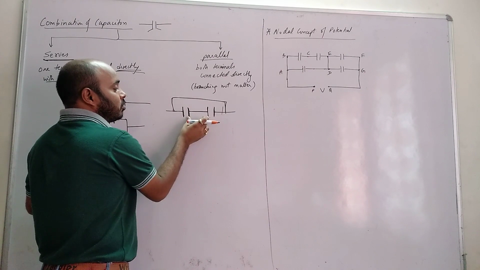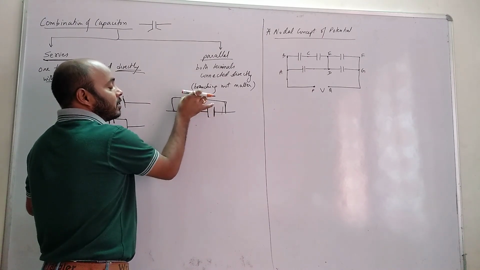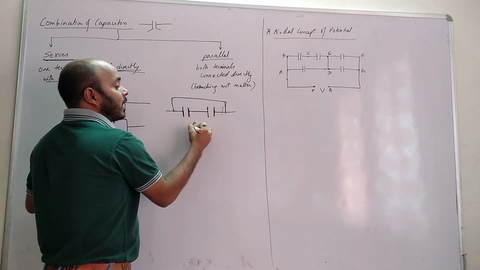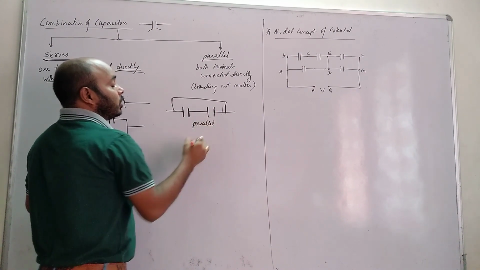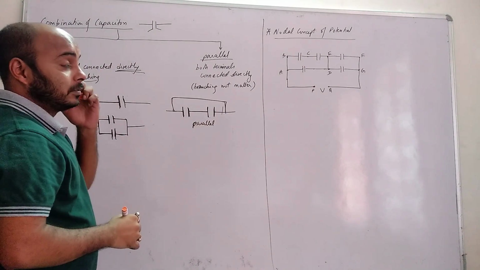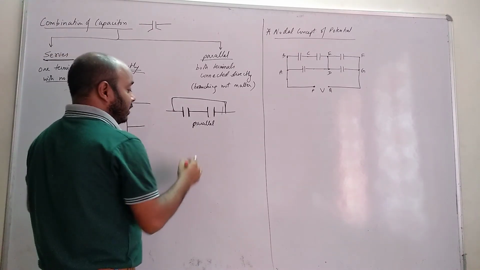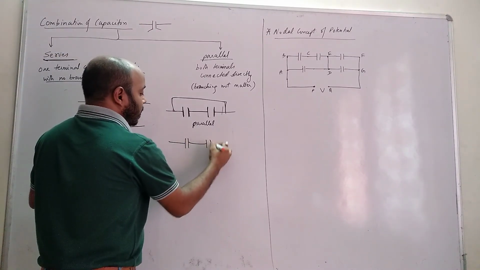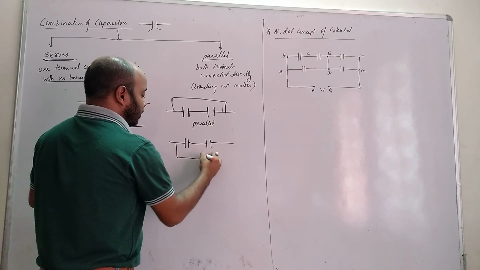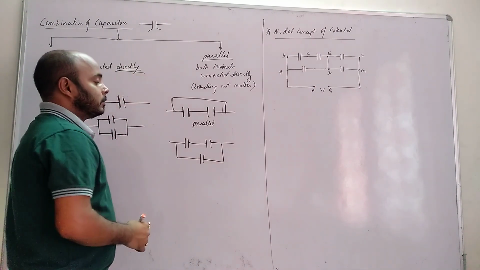So both the terminals, these two terminals are connected. These two are connected like this. So they are what? They are parallel, because both the terminals are connected directly.